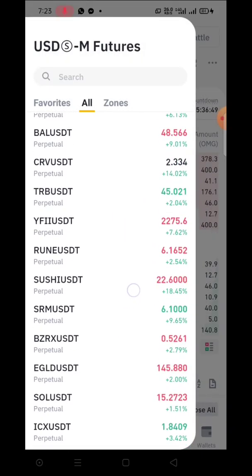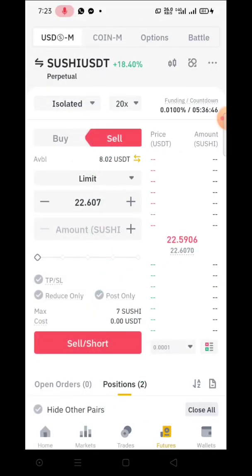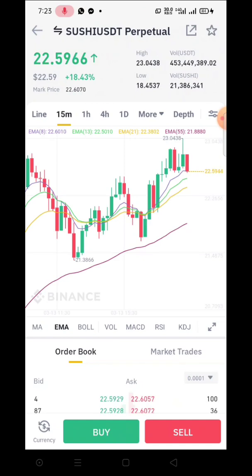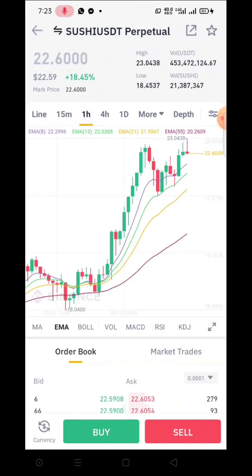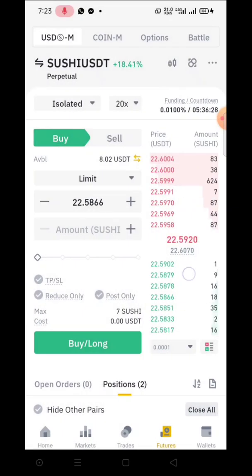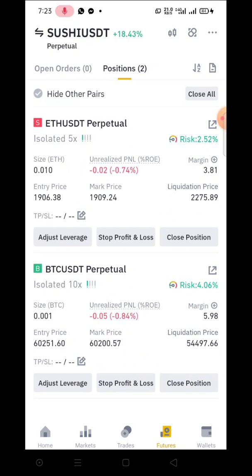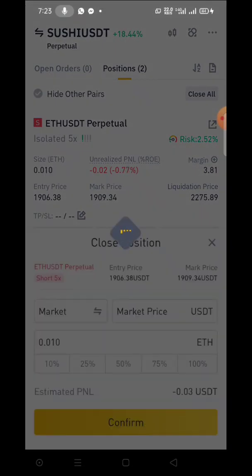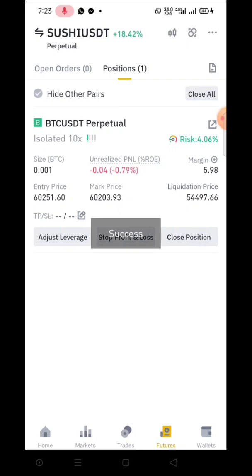Let me check out Sushi. Okay, I think we can trade with Sushi. Alright, we can trade with Sushi. Okay, let's try something. I want to buy Sushi. I want to trade Sushi. Meanwhile, let me close this position despite the fact that I'm not making profit.